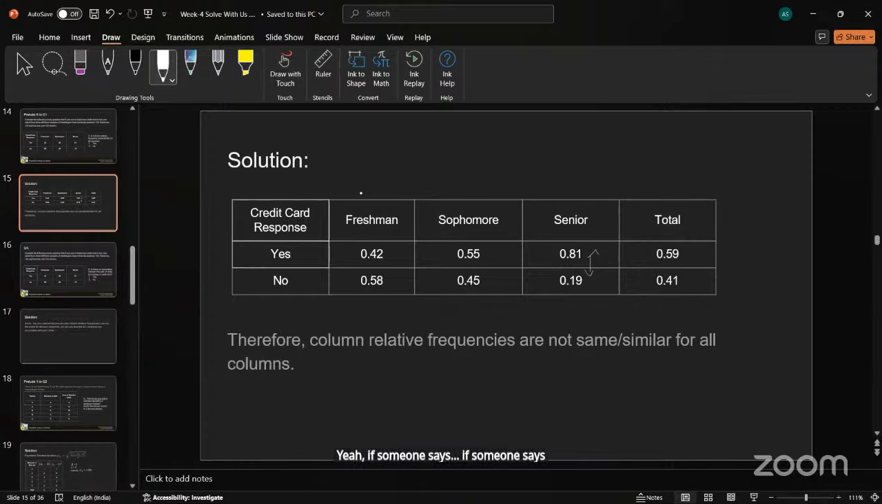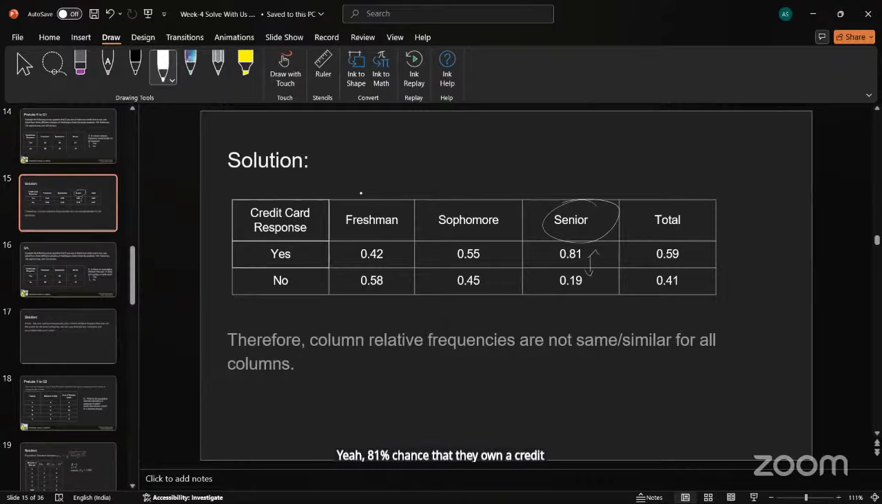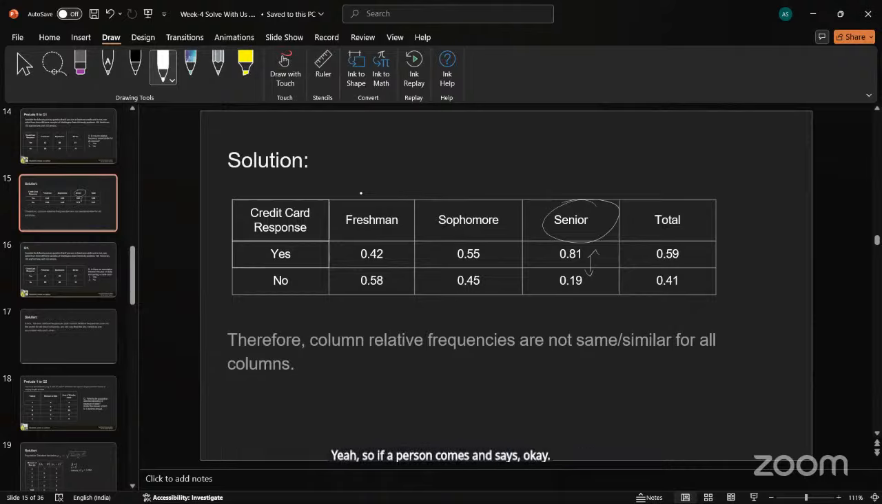If someone says, I'm a senior, what would you predict? Whether he owns a credit card or he doesn't own a credit card? You have to give one answer. There is an 81% chance that they own a credit card and a 19% chance they don't. So if a person comes and says, I'm a senior, you will predict that there is a higher probability that he owns a credit card, right?